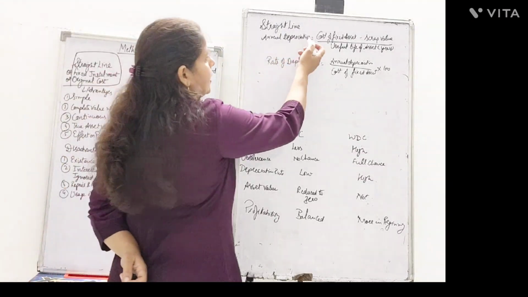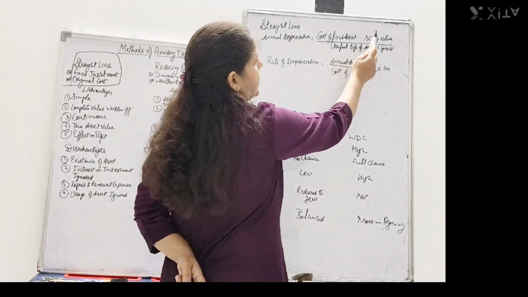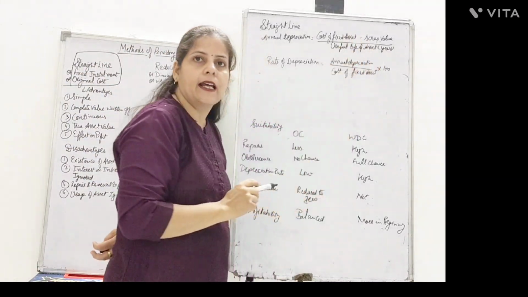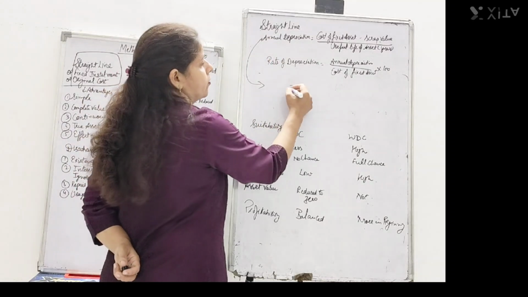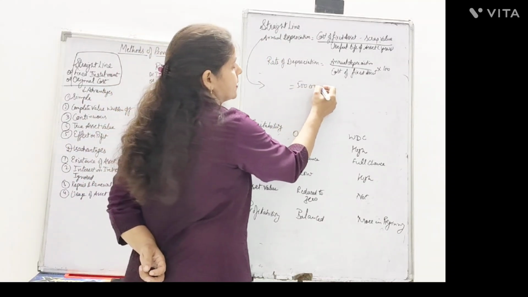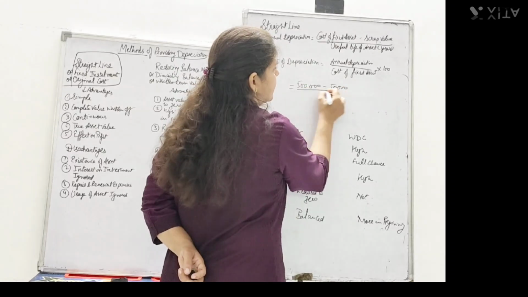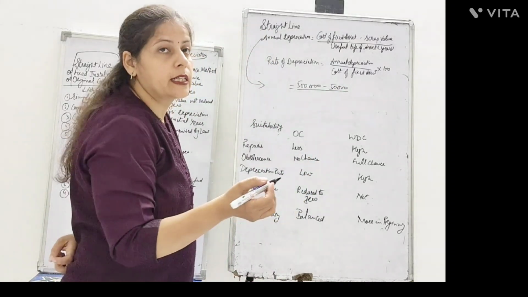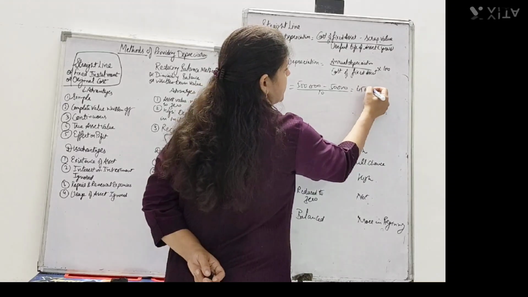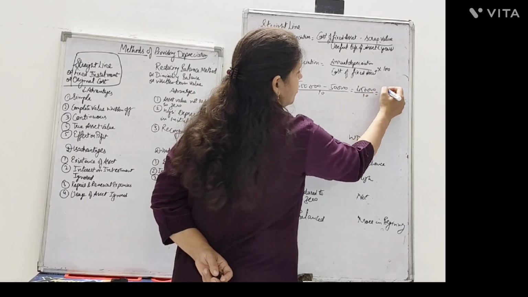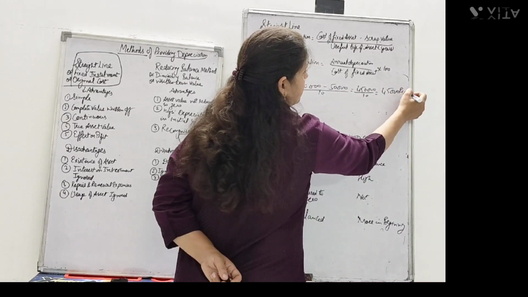In this method, to calculate the depreciation, we take the cost of the fixed asset minus its scrap value, upon the lifetime of the asset. If an asset's value is rupees 5 lakh, its scrap value is rupees 50,000 and it can be used for 10 years, then what would be the depreciation amount? That is 45,000 rupees per annum, right?